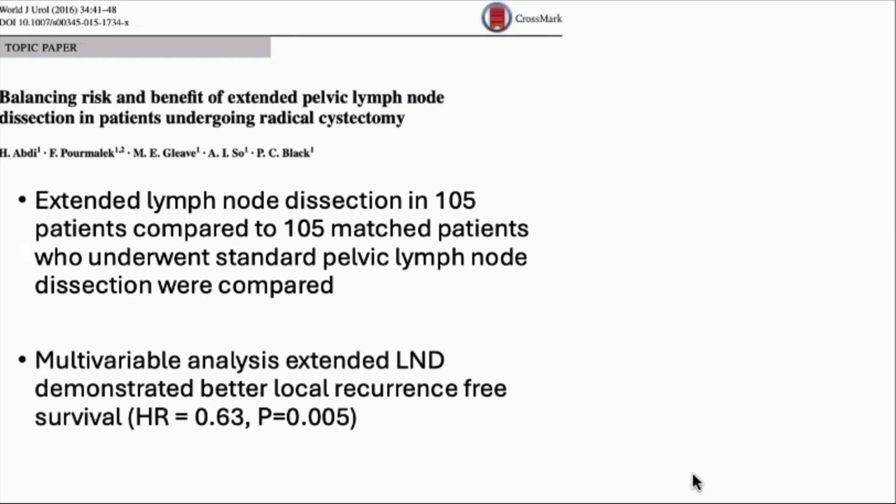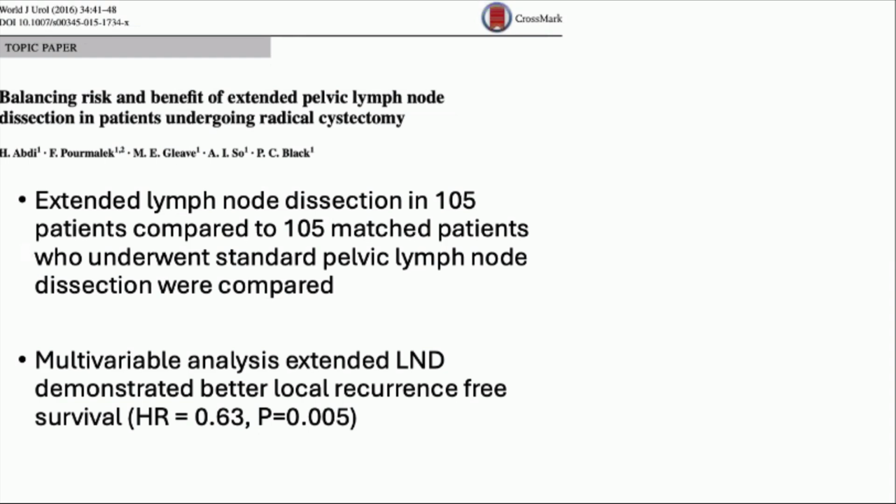Standard was essentially defined as below the bifurcation of the common iliacs, and extended involved the standard plus lymph nodes along the common iliac artery, at least crossing the ureter, up until the aortic bifurcation or the inferior mesenteric artery. All patients were followed for at least 90 days, and the median number of nodes in the extended arm was 21 compared to 9 in the standard lymph node dissection arm.